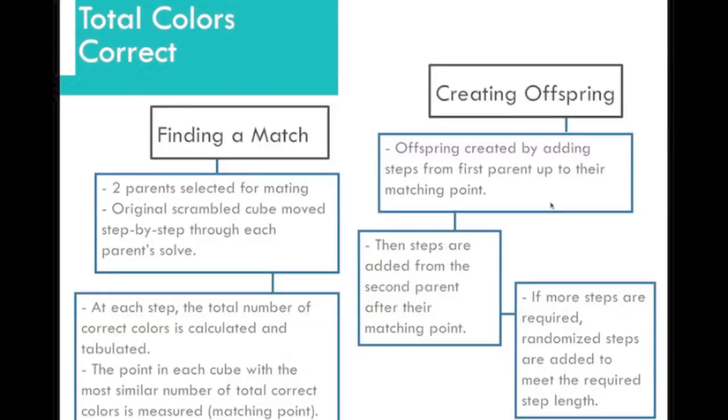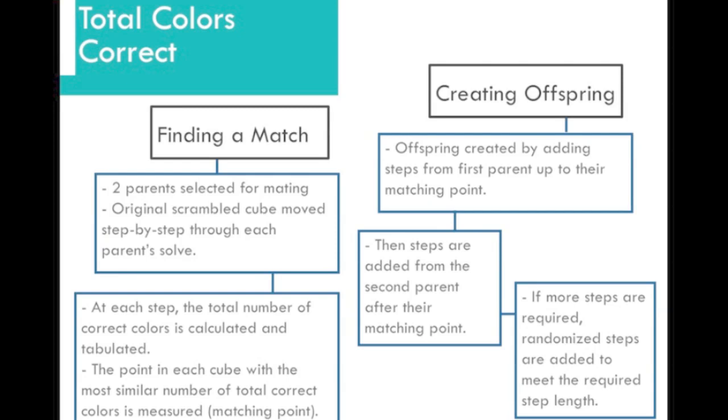The total colors correct crossover method that's used in this genetic algorithm operates on the two following premises: the finding a match premise and the creating offspring premise. In the finding a match premise, two parents are first selected for mating. Then the solution steps from each of those parents are performed on a scrambled cube step by step. At each of those steps, the total number of correct colors is calculated and tabulated.